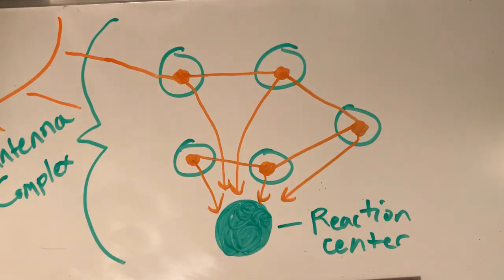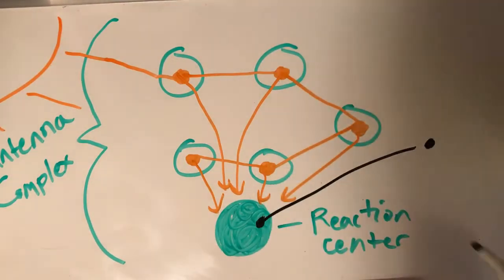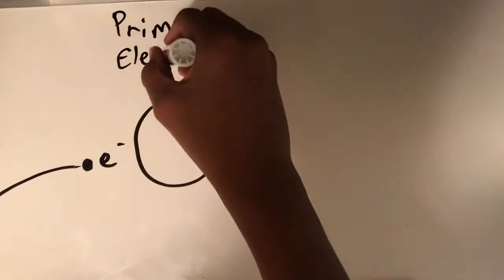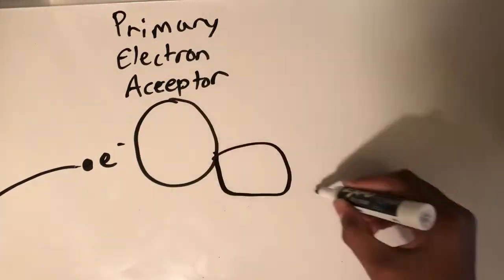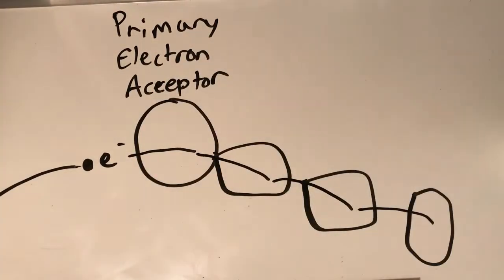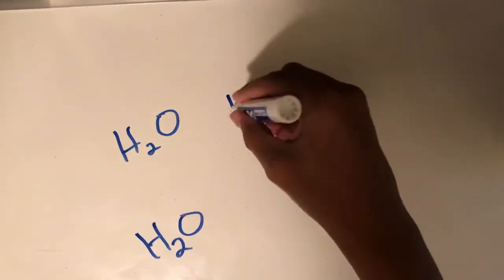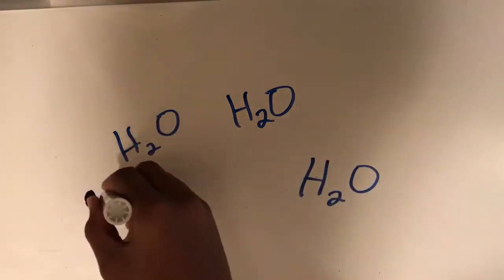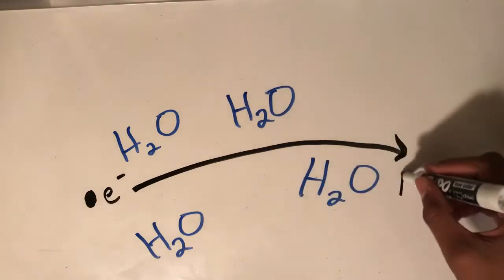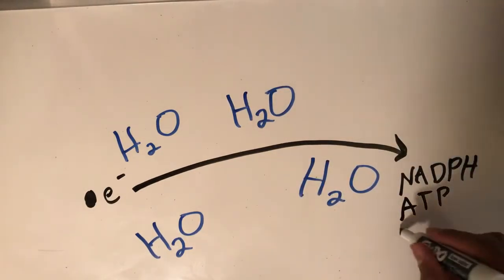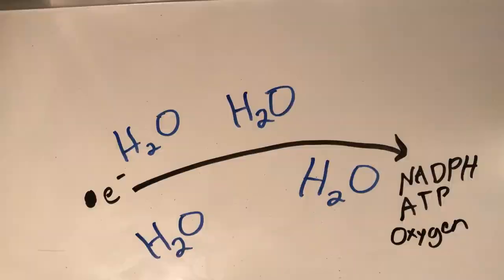In this center, chlorophyll A transfers an excited electron. This excited electron is trapped by the primary electron acceptor, which then sends the electron through an electron transport chain. In the thylakoid membrane, electrons pass through water. This system is called non-cyclic electron flow. This process produces NADPH, ATP, and oxygen.